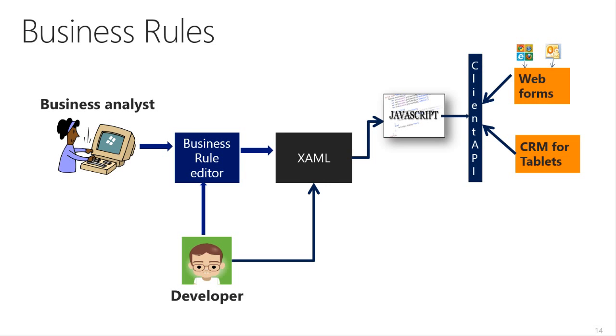In CRM 2011, most of the client business logic is expressed using JavaScript and events attached to HTML elements via the client API. For the CRM 2013 client experience, we have also now provided a way to express business logic to determine simple checks for validity of data, visibility of content, and formatting.